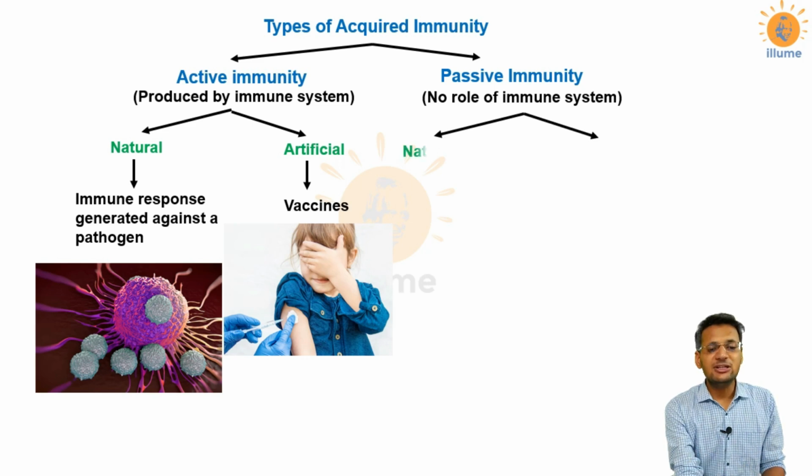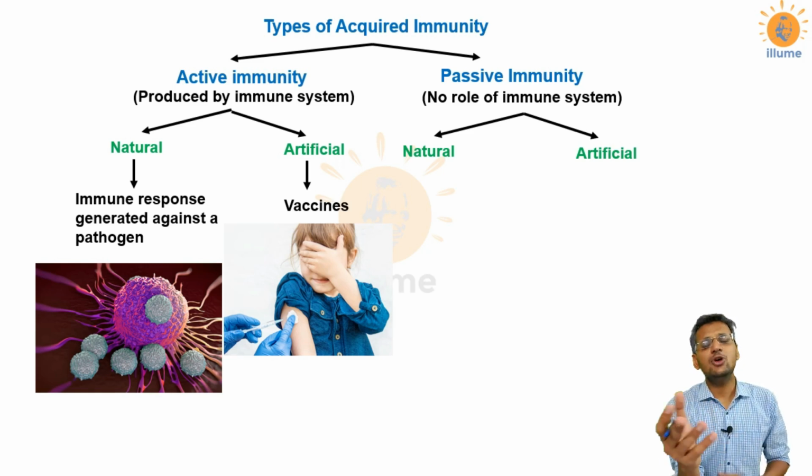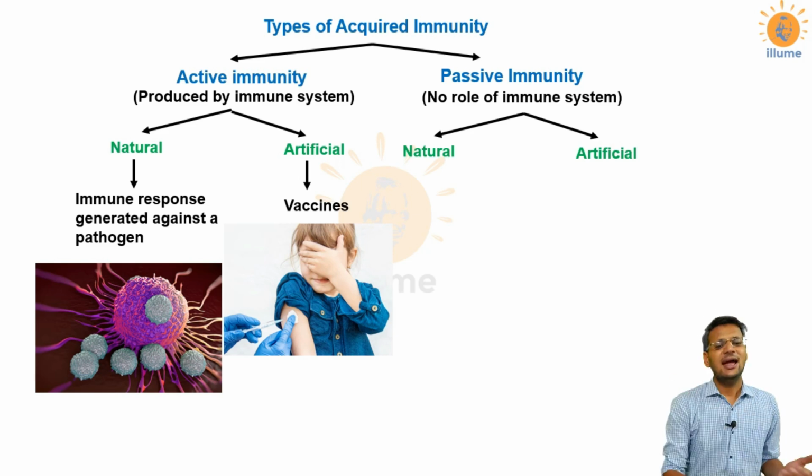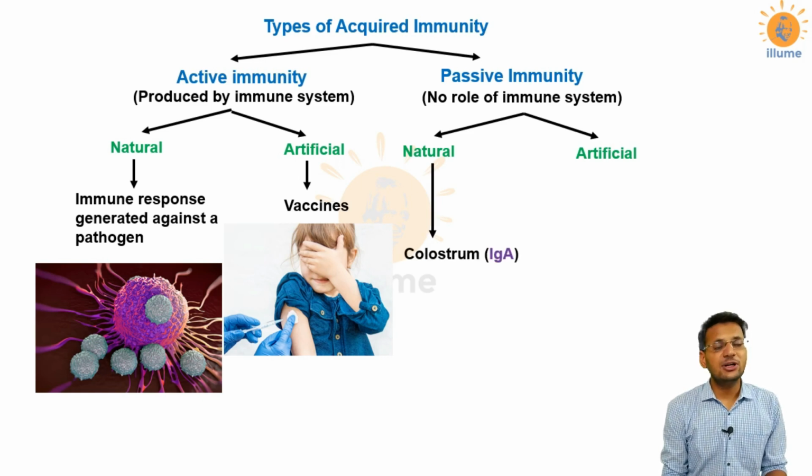Now I'll talk about passive immunity. It's again of two types, natural and artificial. Now, in both the cases your body would be gifted with the immune components. In natural immunity, you would be gifted natural immune components, and in artificial you would be gifted with artificial products. The best example of natural immunity is colostrum. What is colostrum? Colostrum is the initial milk that is produced in the initial days of lactation after delivery, and that is very much rich in IgA.